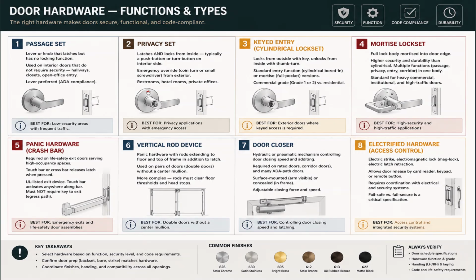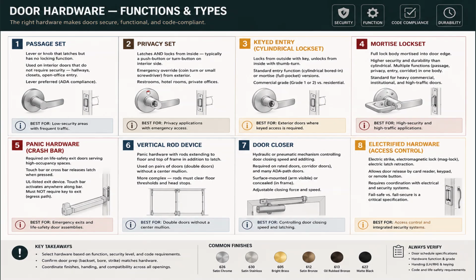Keyed entry locks from outside with a key and unlocks from inside with a thumb turn. This is the standard entry function, available in cylindrical bored-in or mortise full pocket versions, and in commercial grade, grade 1 or 2, versus residential. Best for exterior doors where keyed access is required.